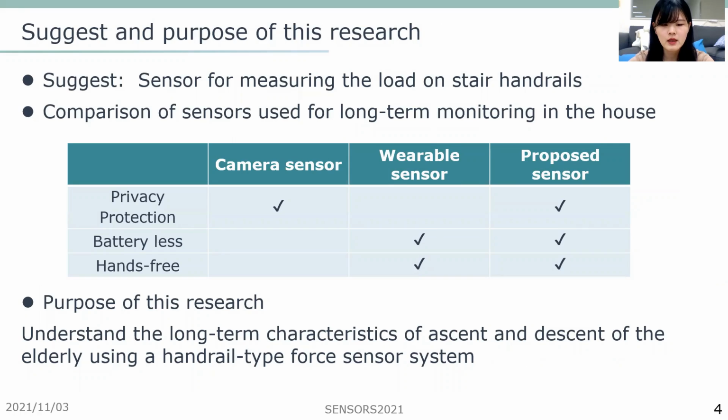With this background, our research team developed a handrail sensor. Considering long-term monitoring in the house, this sensor has many advantages. First, it can avoid privacy problems because it doesn't use any images. Second, it can monitor elderly in an ambient way. Therefore, elderly don't need to use the sensor intentionally. The purpose of this research is to understand the long-term characteristics of the elderly's ascent and descent using a handrail-type force sensor system.